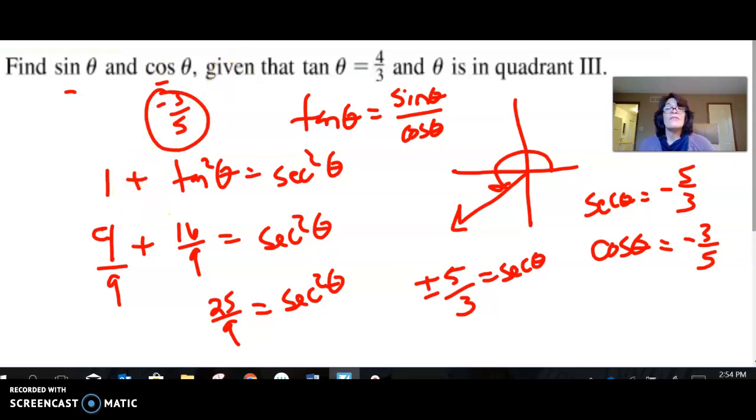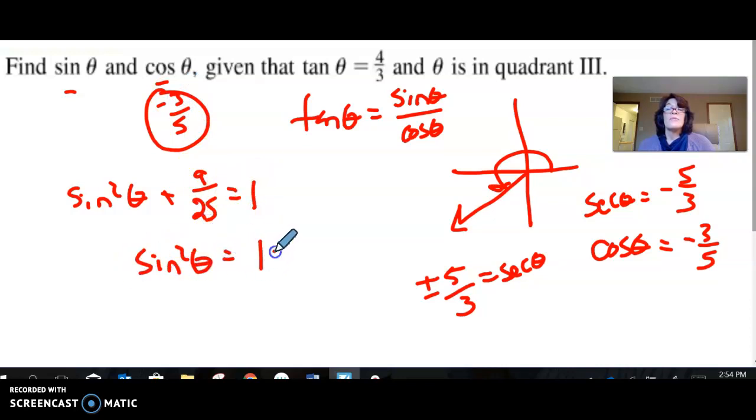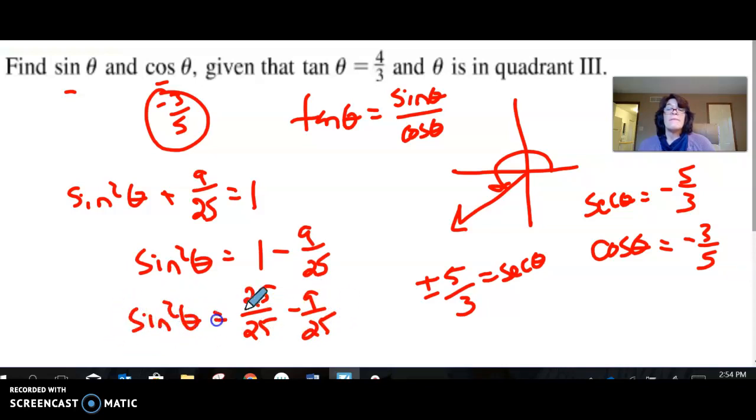All right, and now I could use another Pythagorean identity. There's lots of different ways to go here. I'm going to just use another Pythagorean identity. I know that sine squared plus cosine squared, that would be 9/25, is 1. So I know that sine squared is 1 minus 9/25. I'm going to call 1 25/25. And that'll give me 16/25. I'll take the square root of that, and I might be tricked into thinking that it's just 4/5.